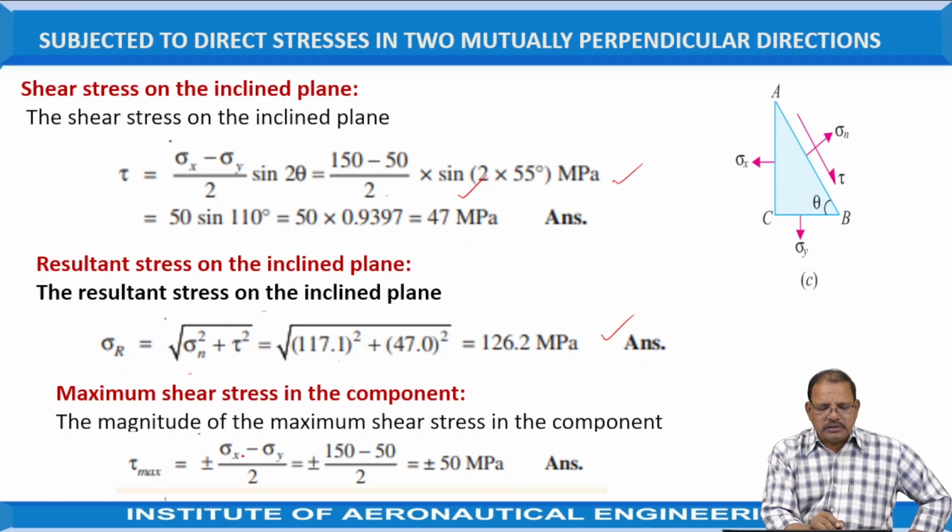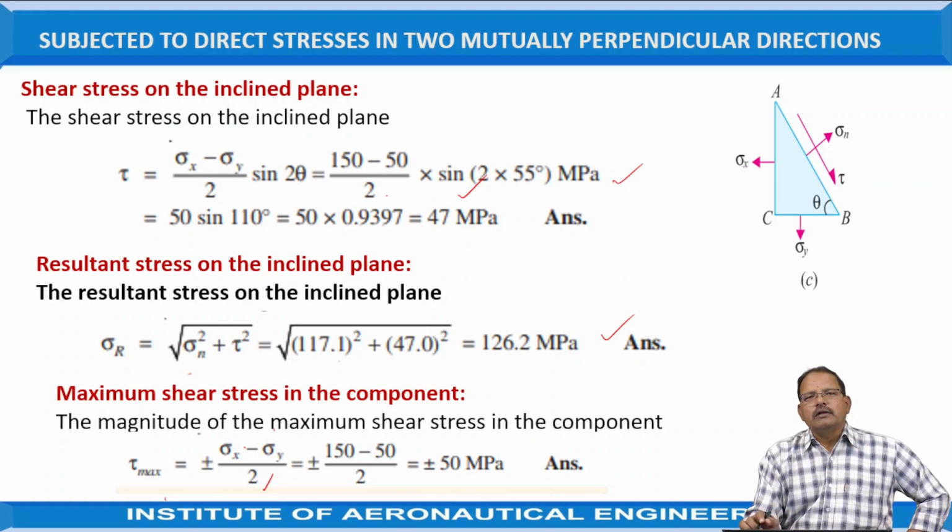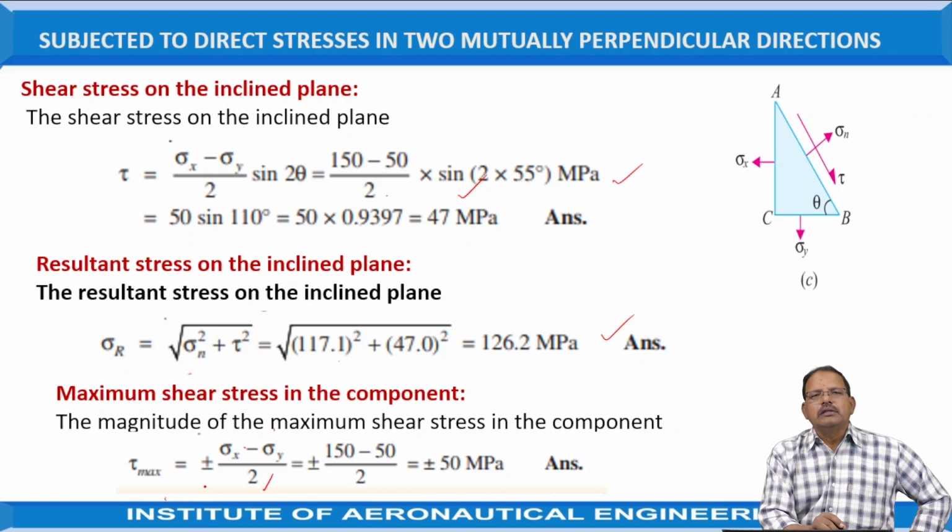So here, tau maximum is equal to (sigma x minus sigma y) by 2. It may be plus or minus, it depends upon the angle. Theta is equal to 45 degrees, the value is positive. If it is 135 degrees, it is negative, in the opposite direction, is the meaning. So that's why we are taking this value as plus or minus (sigma x minus sigma y) by 2. 150 minus 100 divided by 2 is equal to 50 megapascal, plus or minus now. It depends upon the values of theta. Theta is equal to maybe 45 or 135 degrees now.